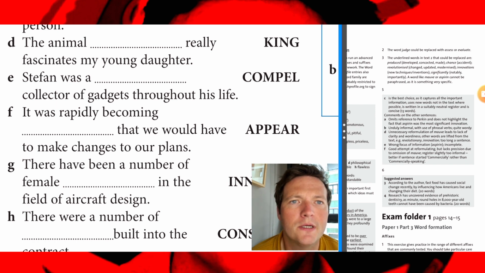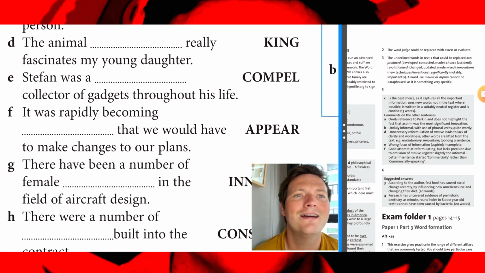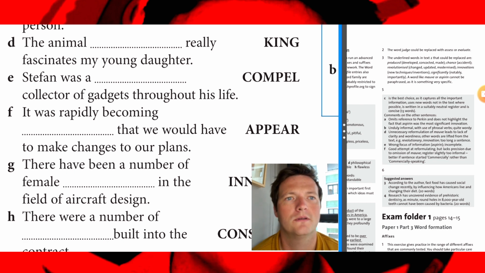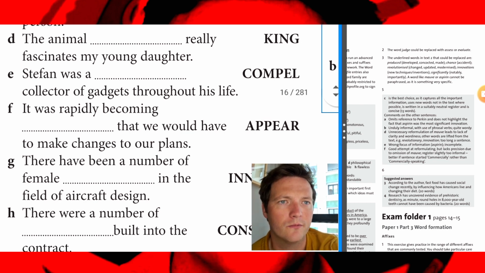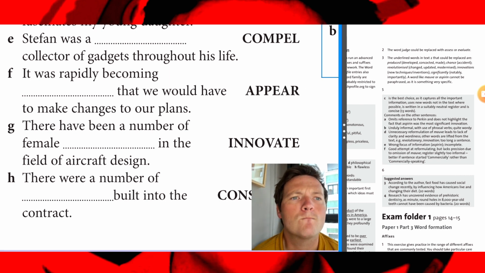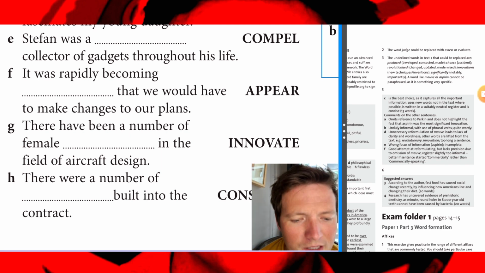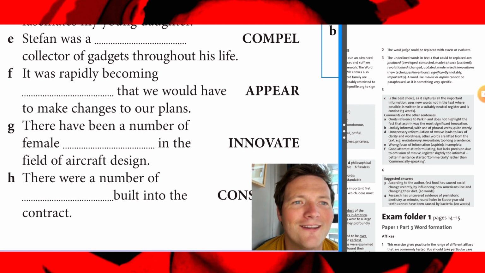It was rapidly becoming appear that we would have to make changes to our plans. It was becoming obvious, wasn't it? It was becoming apparent. Okay, I don't think that one should be too difficult, especially for speakers of Romance languages. Letter G says there have been a number of female innovate in the field of aircraft design. I imagine it's talking about people, not innovations for females, but rather innovators.